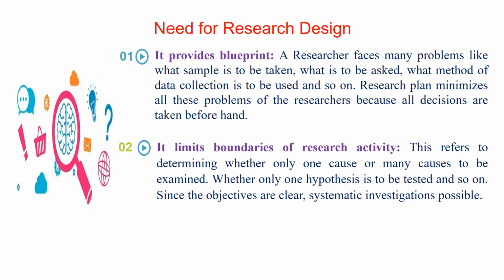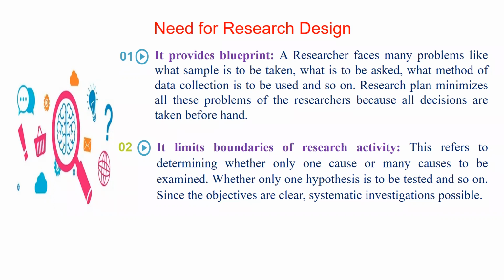Second one, it limits the boundaries of the research activity. That means determining whether only one cause or many causes are to be examined. So in the research design, you can clearly specify whether only one reason or many reasons you are going to examine, whether only one hypothesis is to be tested and so on. Since the objectives are clear, systematic investigations are possible. Okay, so it will limit the boundaries of the research activity.